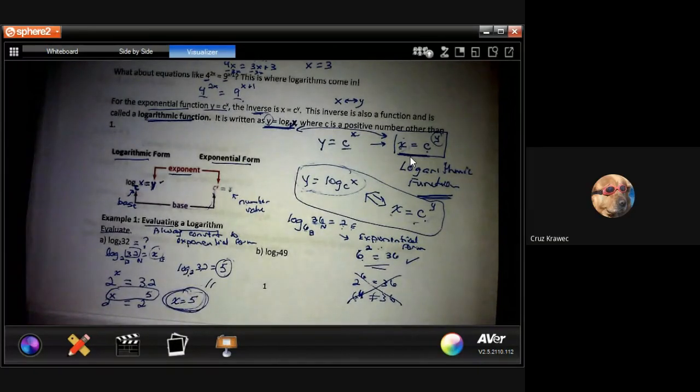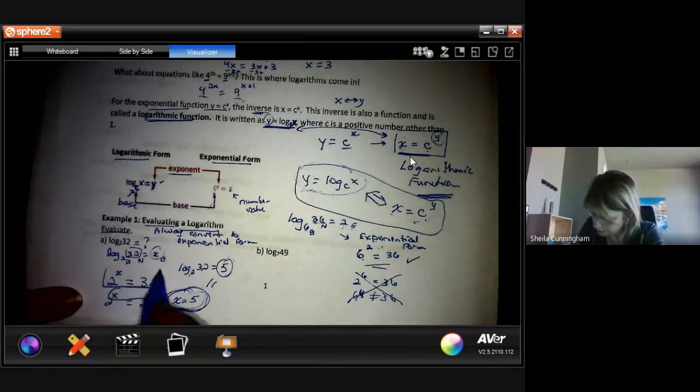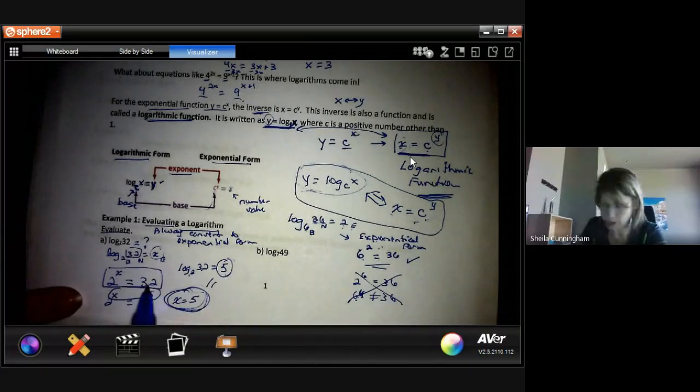I'm sorry, I just got a bit lost. The 32, what was it called? Was it the number value? Yes. The number value goes on the other side. So it would look like 2 with an exponent of 5 equals 32. But in this case, because we didn't know what 5 is, do we just write it like that? But look at my number value. When I set up my exponential form, my number value went over on that other side.